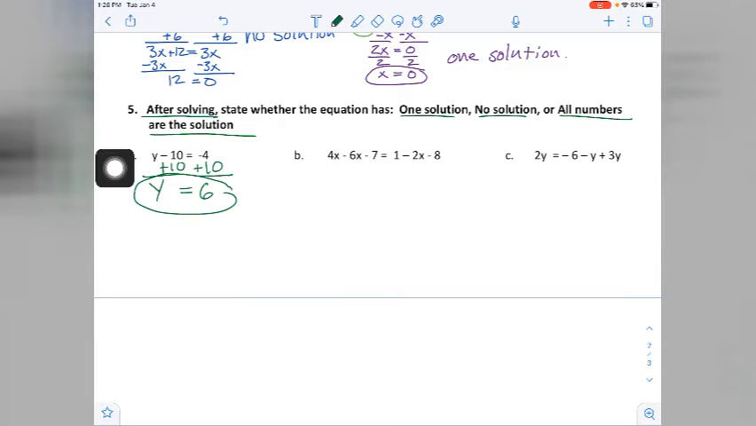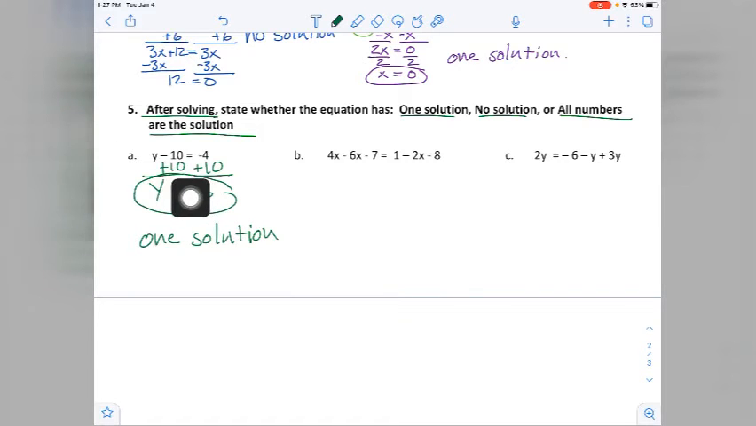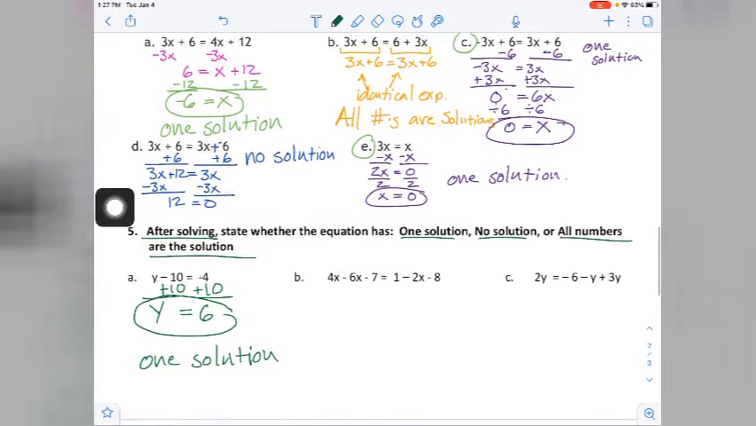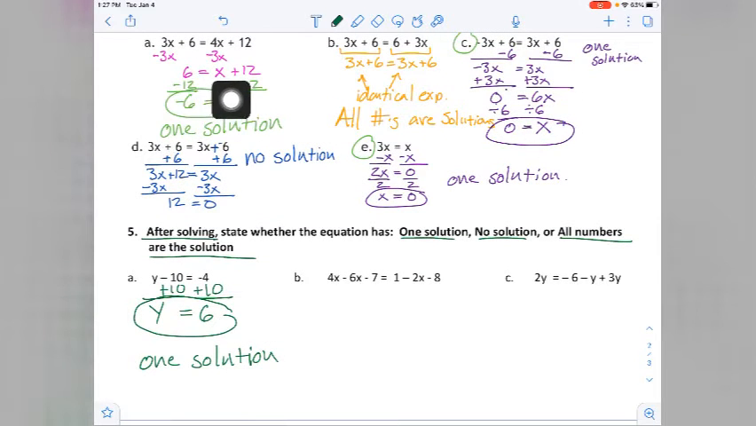If you said -14, then you obviously got this part right. However, you may have still identified, even if you got that part wrong, that this does have one solution because you have a variable equal to a number, which is what all of these one solution ones look like. Variable equals number, variable equals number, variable equals number. Identical expressions are all solution, and impossible expressions are no solution.